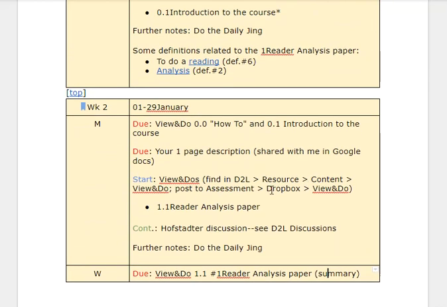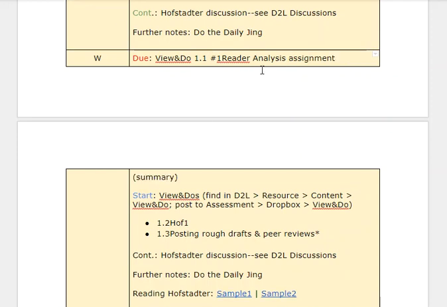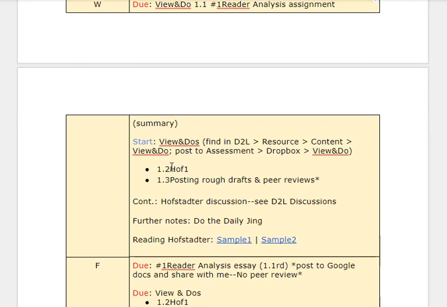This is the second week and Wednesday. The View and Do 1.1, which is the reader analysis assignment summary. The reader analysis assignment summary is due. Remember, these are 300 words responses posted to D2L. We'll start the View and Do 1.2 and 1.3.